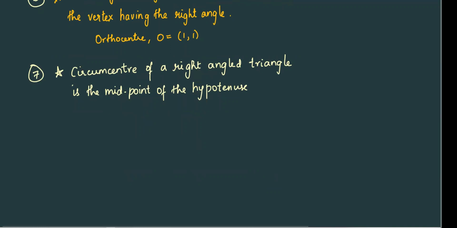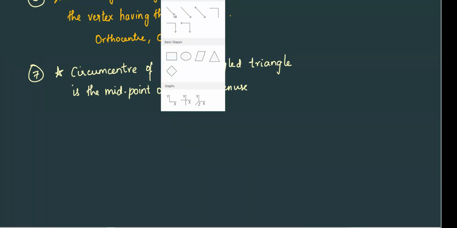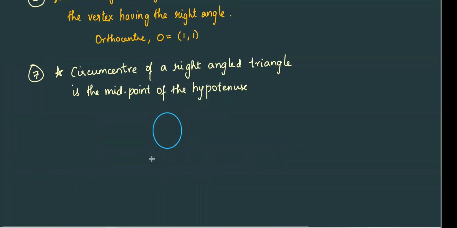So circumcenter means from the center, the three vertices will be at equal distance. And a circumcircle passes through all the three vertices. Okay, so let's say you have some triangle here.